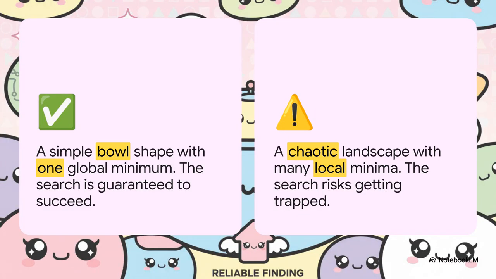So let's just put these two side by side to make it super clear. On one hand, you have the convex function, a simple bowl or valley, one single minimum, and a search that's guaranteed to succeed. On the other hand, you have the non-convex function, a complex, chaotic landscape, multiple local minima traps, and a very real risk of getting stuck and never finding the best answer.